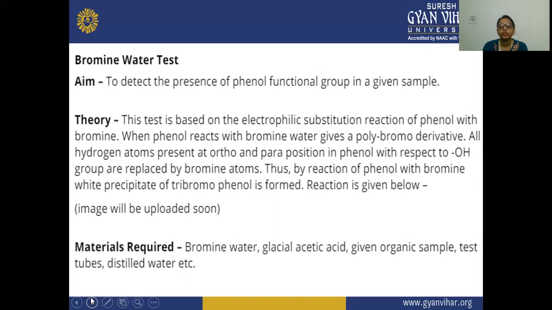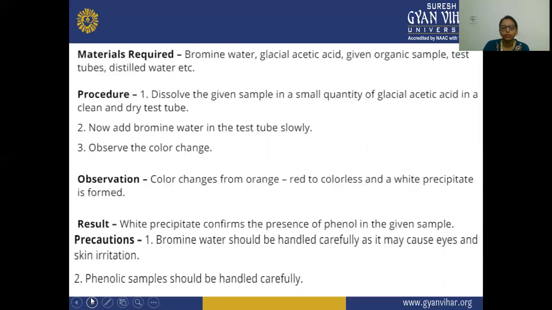When phenol reacts with bromine water, it gives a polybromo derivative. All hydrogen atoms present at the ortho and para positions in phenol with respect to the OH group are replaced by bromine atoms. Thus, by the reaction of phenol with bromine, white precipitate of tribromophenol is formed. So here the materials required will be bromine water, glacial acetic acid, the given sample, test tubes, and distilled water.